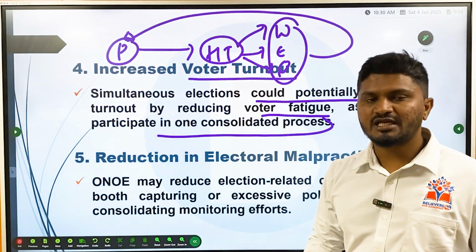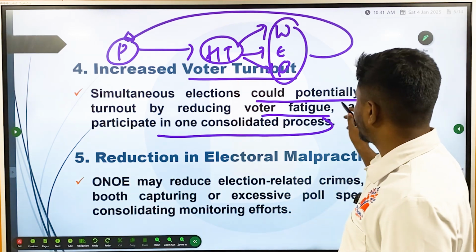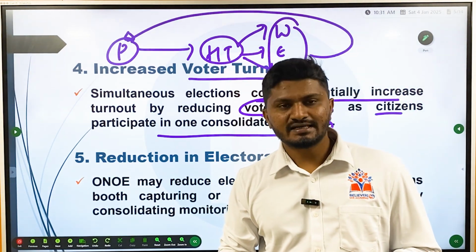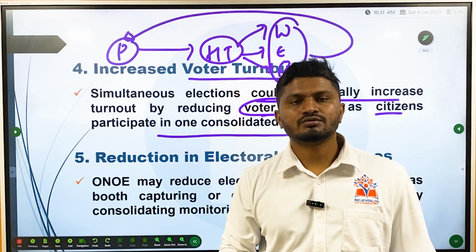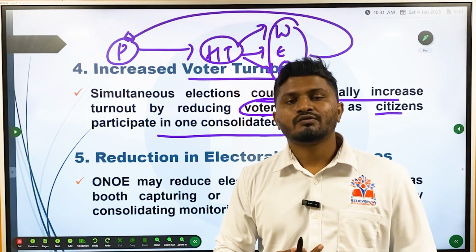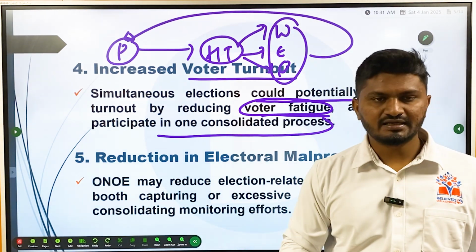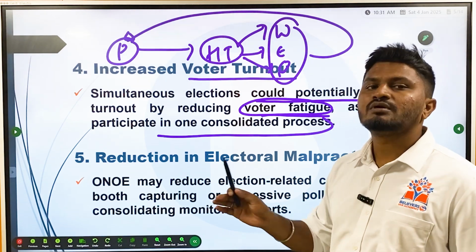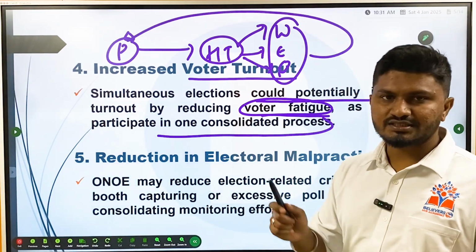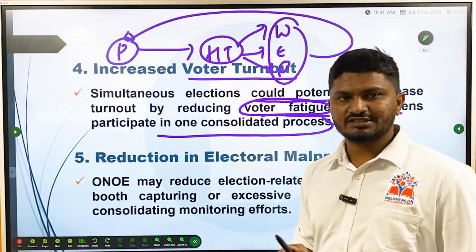Okay, many people find it very hard, and many people suffer from this voter fatigue. As a result, many people decide to take that day as a holiday and stay in their home rather than going to their hometown for voting. With simultaneous elections, they don't have to go back to their hometown repeatedly. They can just go back to their hometown once, that is once in 5 years, for voting in both elections, Lok Sabha, that is Parliament, as well as state elections.